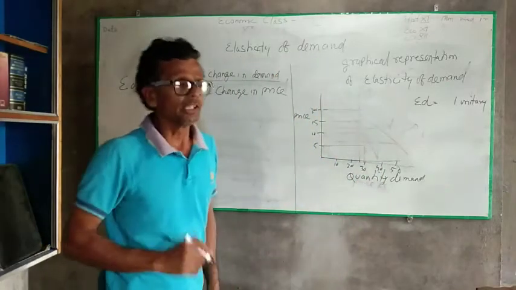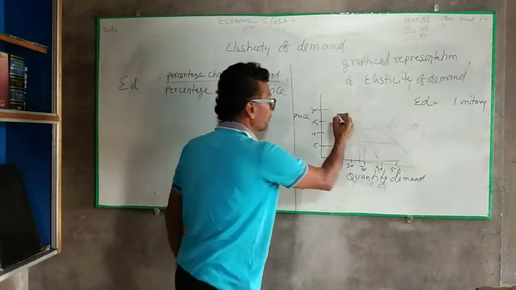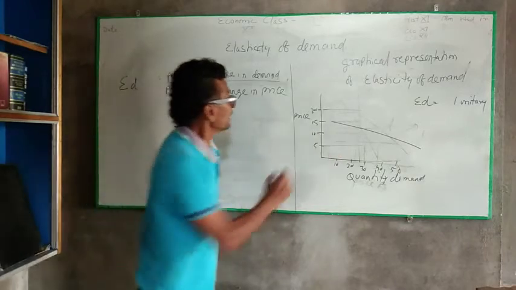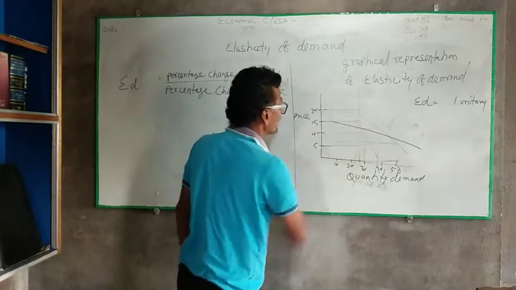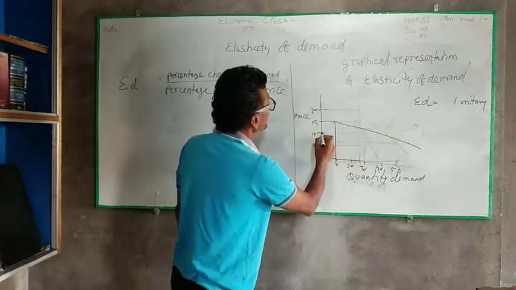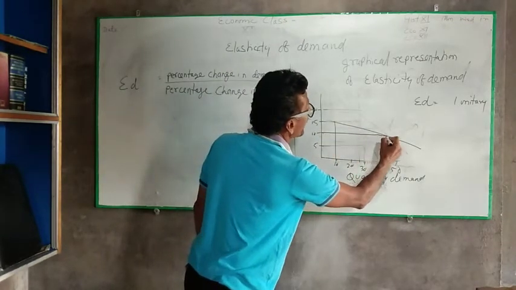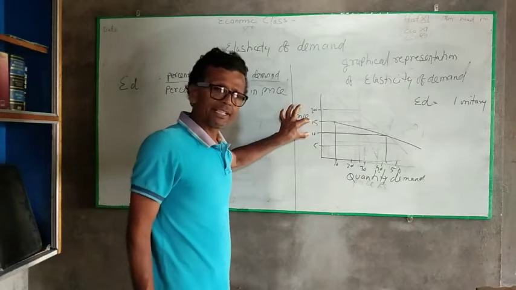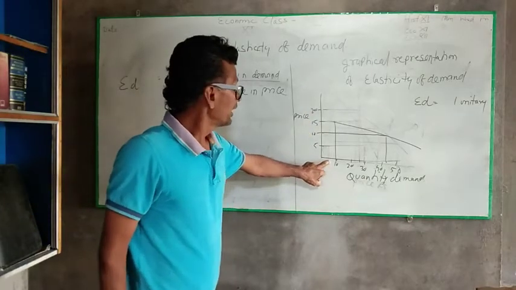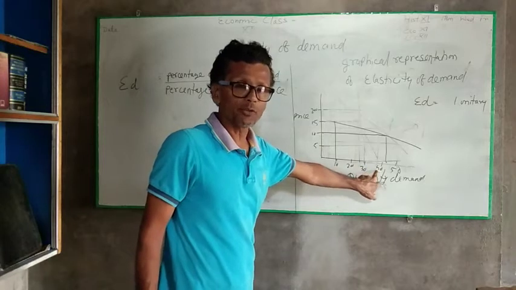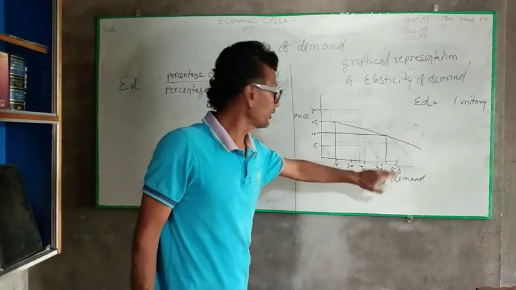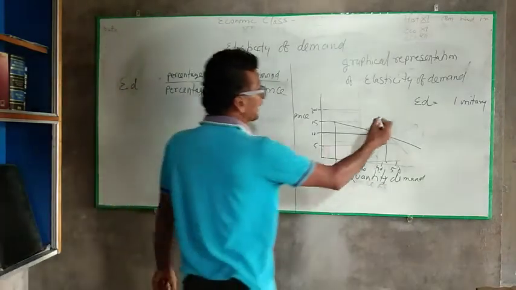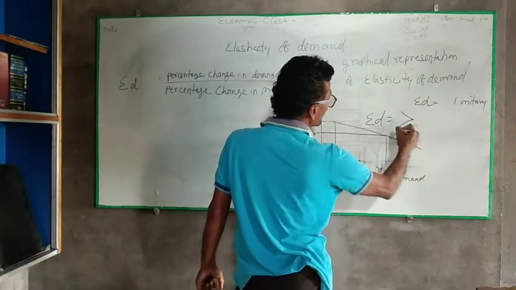The fourth category is, suppose the demand curve slope is less than 45 degree. See, the price was 15, demand was 10. At the price 10, the demand increases to 50. See, the 50% decrease in the price results in 400% increase in the demand, means the elasticity of demand is more than 1.